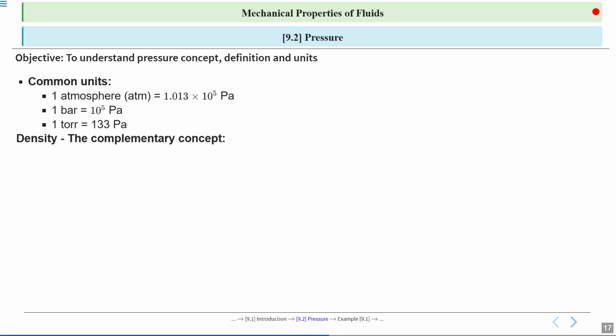Now let's shift our focus to understand the important concept of density. Density is a complementary concept to pressure and helps us understand how mass is distributed in fluids. So for a fluid, density is defined as the mass of the fluid divided by the volume it occupies. This relationship is fundamental in fluid mechanics and helps us predict how fluids will react under various conditions.